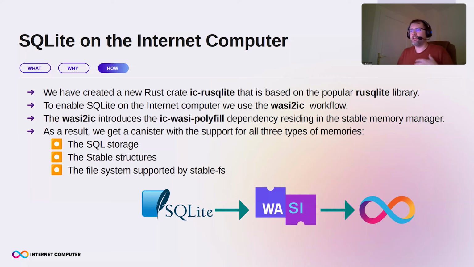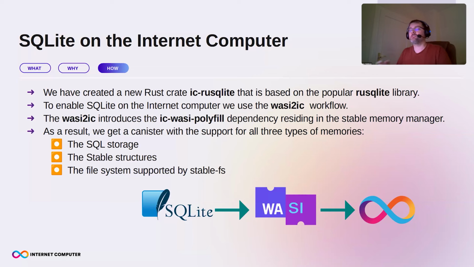So first of all, you have the SQL storage that you can use and use SQL to access your data. Then you have the standard stable structures that you can access pretty normally. And then you also are able to use the file system, because the IC WASI polyfill is internally using the stable FS. And you can just use your standard Rust functions to work with the canister with the file system.